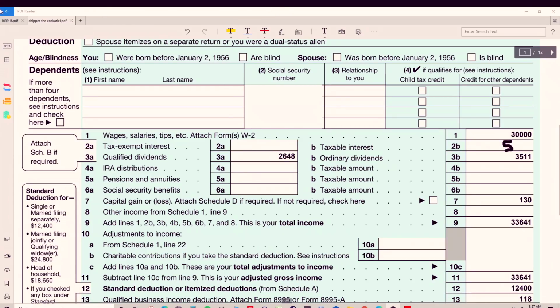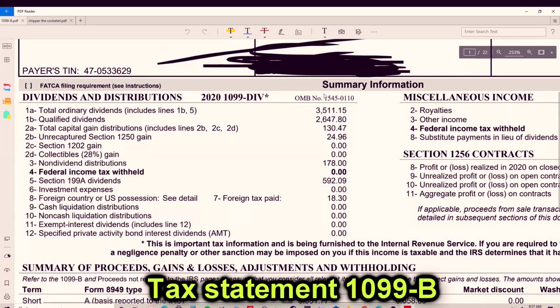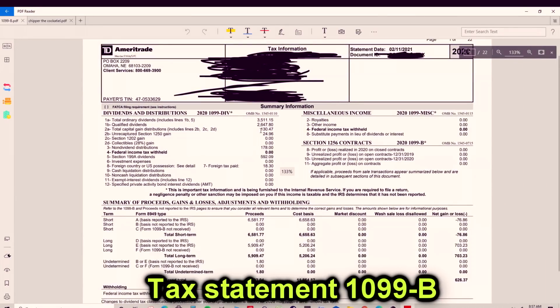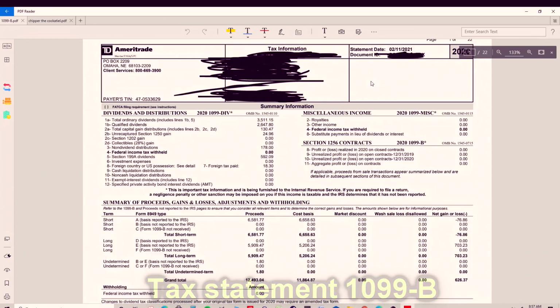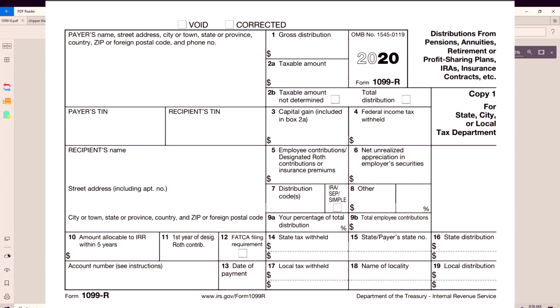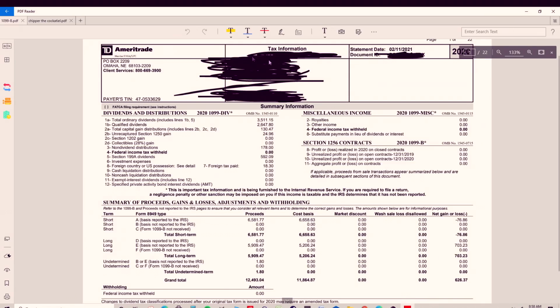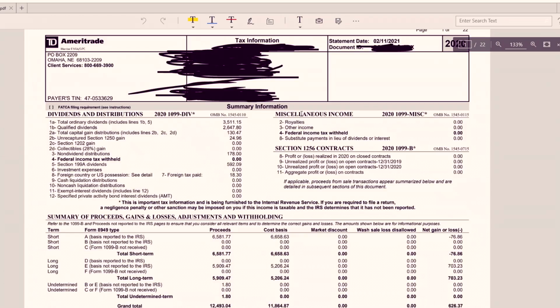This information for the dividends comes from a 1099-B. Now, this is what a 1099-B looks like from a taxable brokerage account. You would not get this statement if you have an IRA or a Roth IRA. If you take distributions out of your retirement accounts, from your IRA or Roth IRA or 401k, that information is going to come to you on a 1099-R. It's not going to come to you on something like this. The only time you're going to see statements like this is if you have a normal, non-retirement, taxable brokerage account. Just want to clarify that.